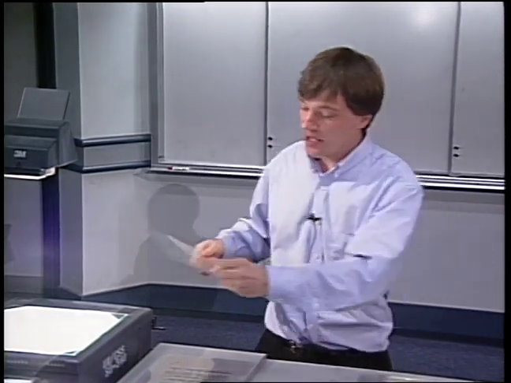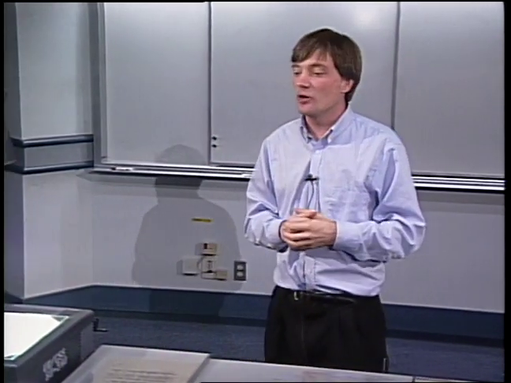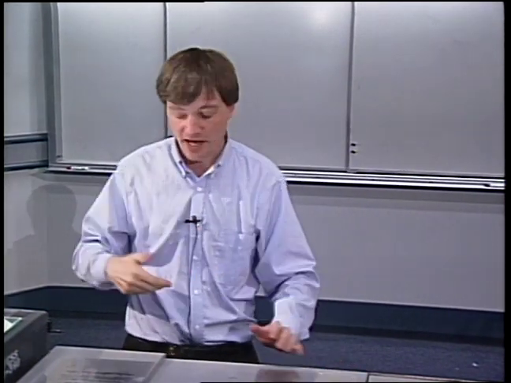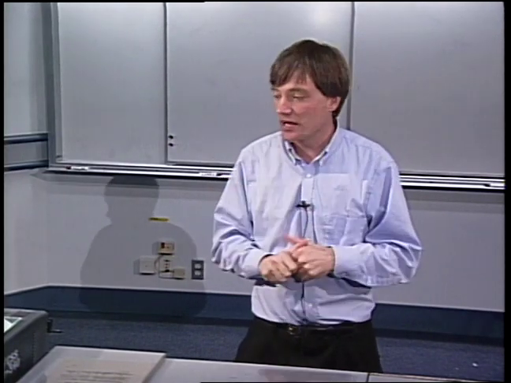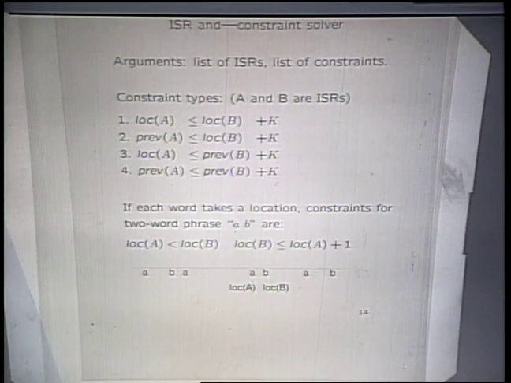So let me tell you a little bit about this constraint solver. When you construct one of these objects, you give it a list of other ISRs. As you saw, there were inputs coming in at the top of that box on the previous slide. And you give it a list of constraints. There are 4 constraint types. They're all listed here. Let's talk about the first one.